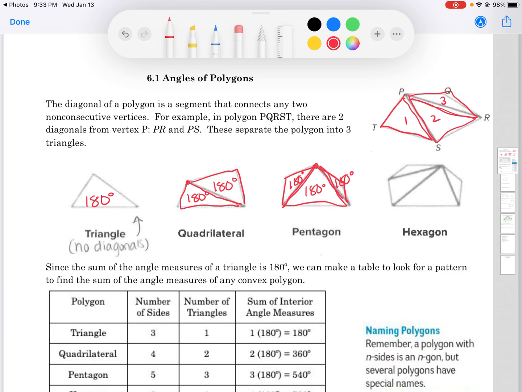With a hexagon, a six-sided figure, I can draw 1, 2, 3 diagonals. That separates this into 1, 2, 3, 4 triangles. There's 180 degrees here, 180 here, 180, and 180. So this is going to help us lead into a formula. Now this has 3 sides, 4 sides, 5 sides, and 6 sides.